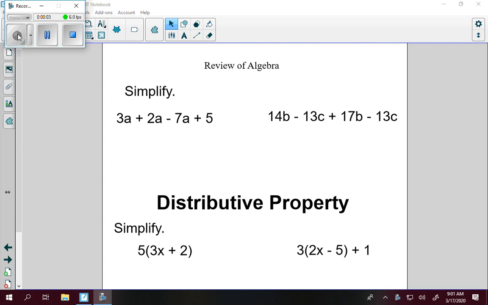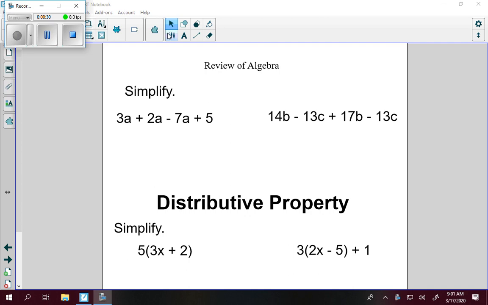Okay, in this section of the video, I'm going to show you how to simplify algebra problems. It's a little review: simplify expressions, distributive properties, and solving for unknowns. So first we're going to simplify. When you simplify, you have to first combine like terms. Like terms are terms with the same variable or numbers that stand alone.